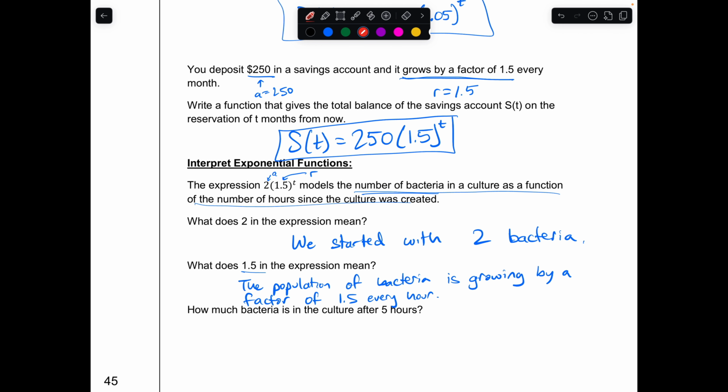If you wanted to, you could replace the growing by a factor of, you could say it's growing by 50%. So you take out by a factor of 1.5 and you could say it's growing by 50% every hour. Either way is fine, whichever you prefer.